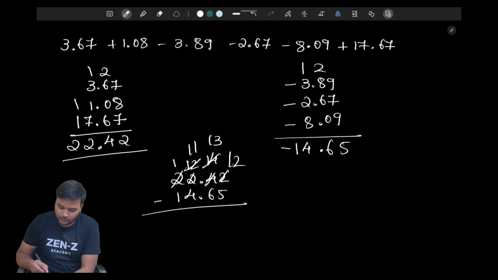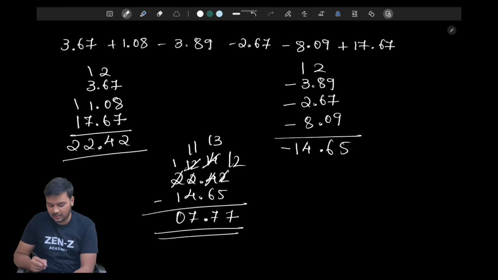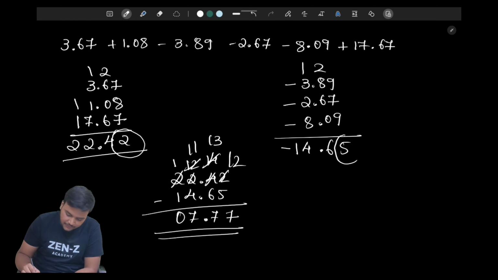12 minus 5 is how much? It is 7. 13 minus 6, it is 7 again. 11 minus 4 is 7 again. 1 minus 1 is 0. So our answer is 7.77. So if we have to do this in a minute, what we have to do is, first directly take the last digits. As you see here, the last digit is 2, and you see here the last digit is 5.